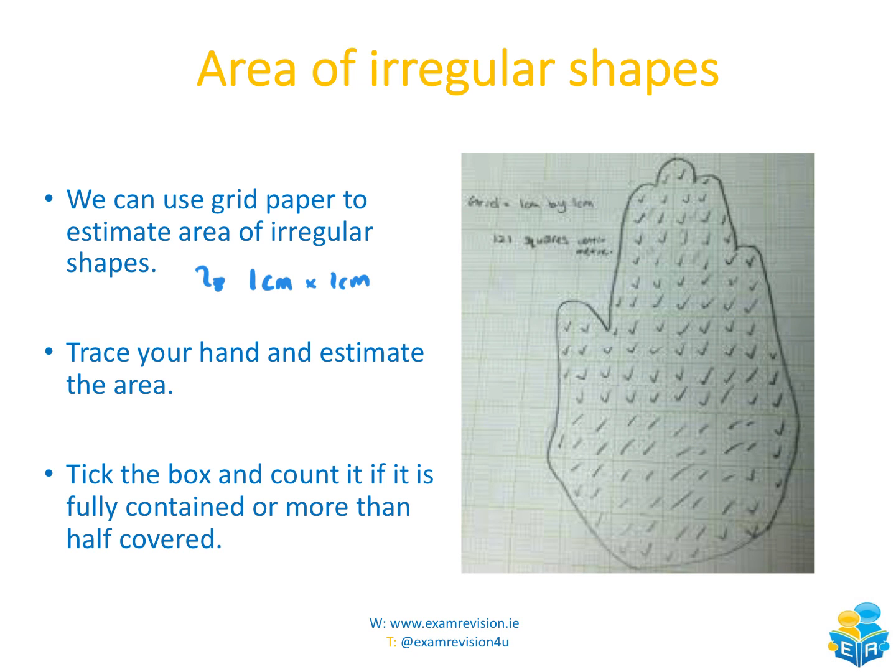What that means is that every box on the page is going to be 1 centimeter long and 1 centimeter wide. So to find the area of an irregular shape, you would trace whatever object it is or place the grid paper over whatever object it is, and then you would count the box or tick the box if it is fully contained or more than half covered.